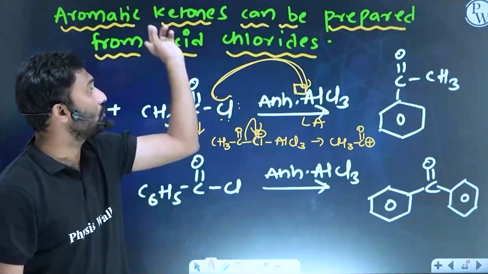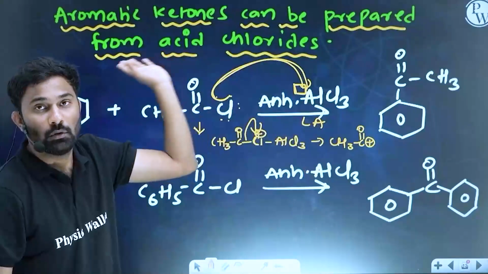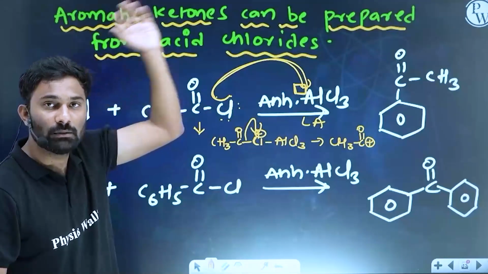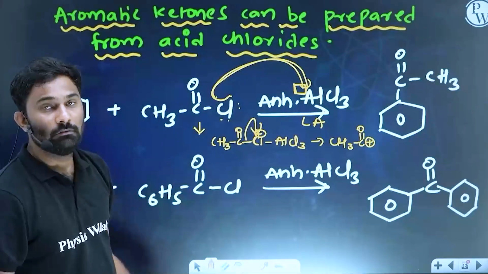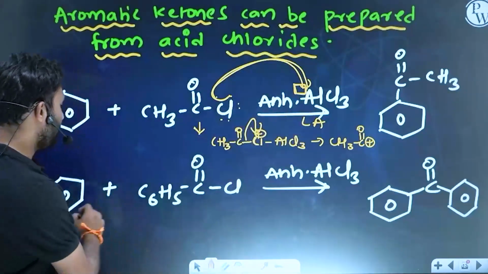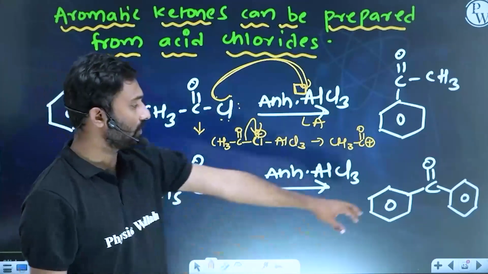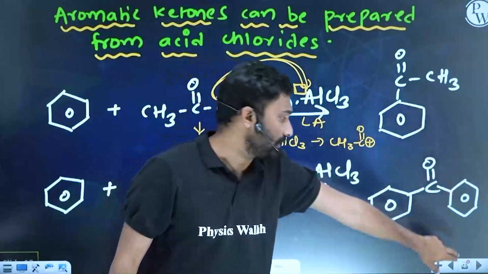So from acid chlorides we can prepare the ketones. Acid chloride with Lindlar's catalyst or Rosenmund reduction gives the aldehydes. By this method we can prepare the ketones. Now here, this is the phenyl group. By this we can prepare diphenyl ketone. We can prepare the acetone. Next.